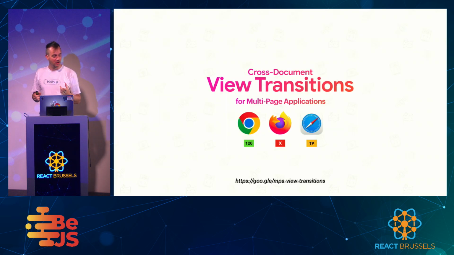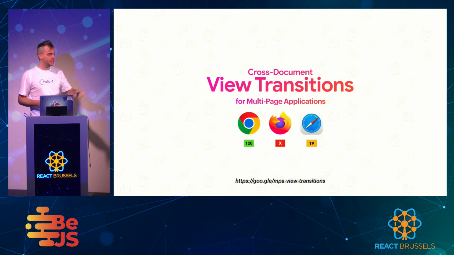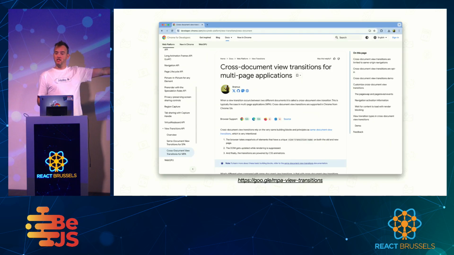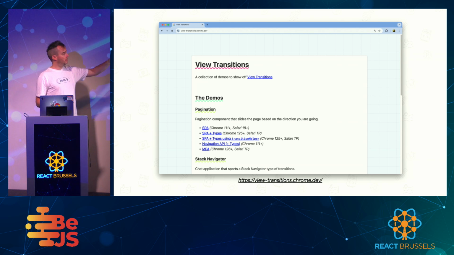And with that, I'm at the end of the talk. This was cross-document view transitions for multi-page applications, also known as websites. Again, we have a bunch of documentation on it, specifically for the MPA part, but also for the SPA part. And on chrome.dev, you can find a bunch of the demos that I have shown you. All the MPA demos are available on there.